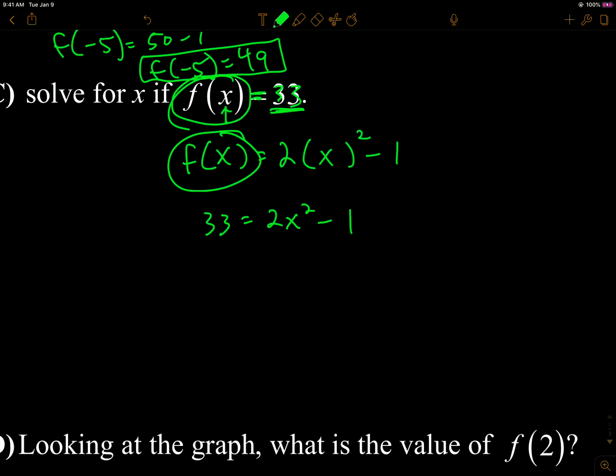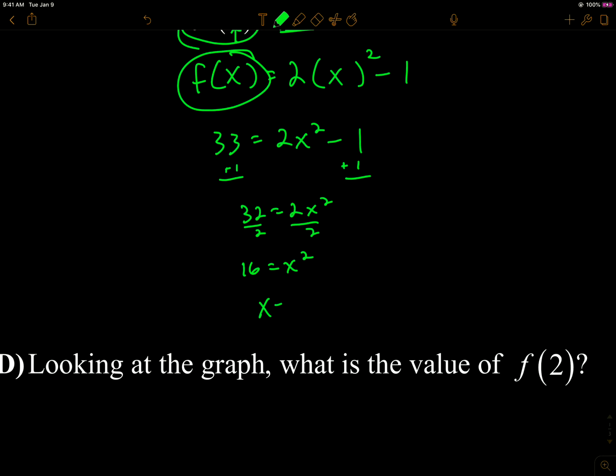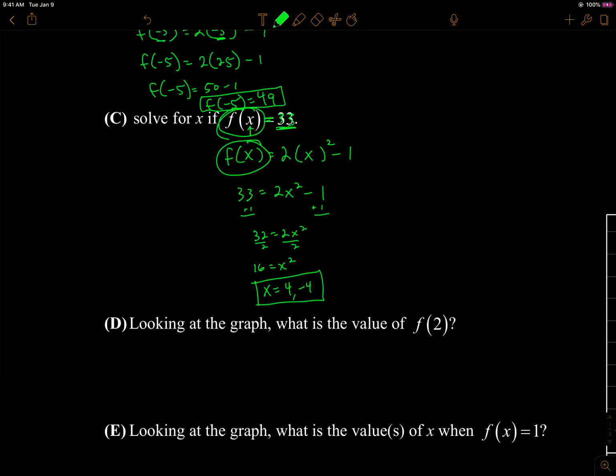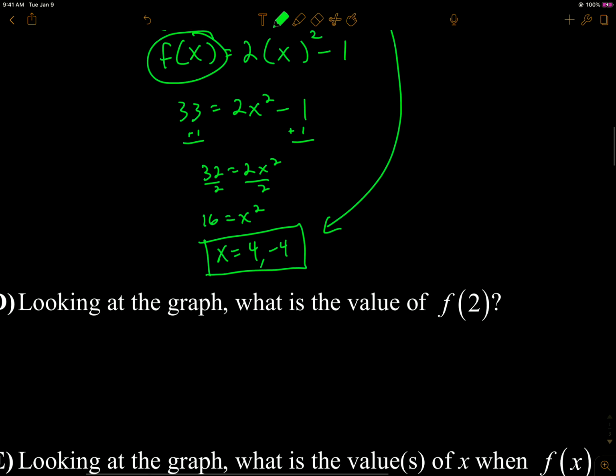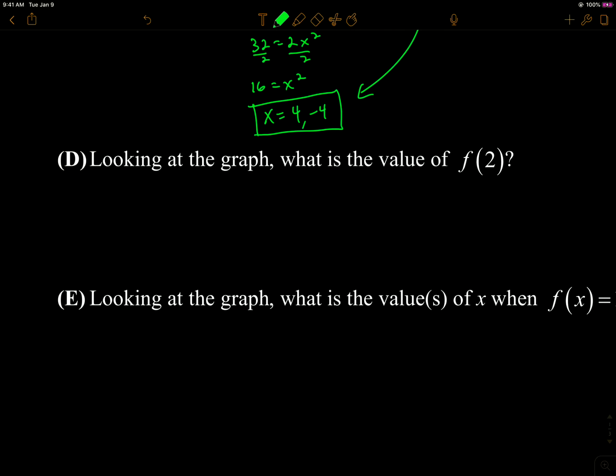So I'm going to add 1 to both sides. Then I'm going to divide by 2 on both sides. And then I can square root. And remember, you also get the negative version. So this is really saying when y equals 33, remember f of x means y, then we know x can either be 4 or negative 4.